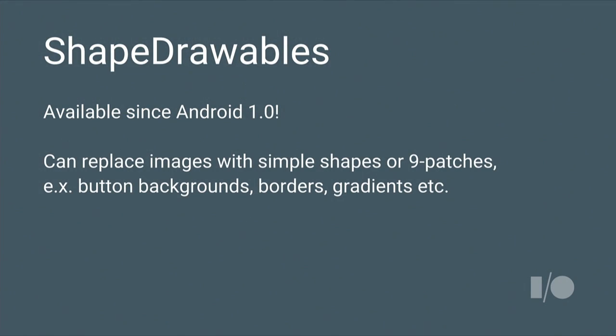And finally, shape drawables. This has been in Android since 1.0, and I think it's really underappreciated. Vector drawables are great. You can do lots of complex shapes in vector drawables, but they're not always available, like I just said. Shape drawables, however, have been there forever, and they're great for simple shapes like button backgrounds, borders, gradients. They're super optimized, super performant. So if you can use a shape drawable, just please do.